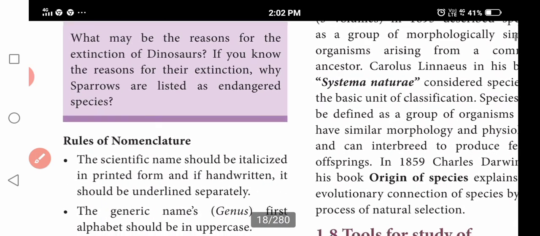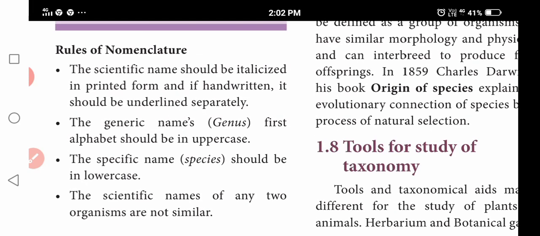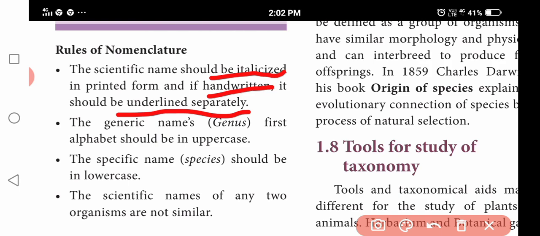Next one is the rules of nomenclature. Already I told you the rules of nomenclature. First, the scientific name should all be in italicized format when printed. So you select the italicized font style. When it is handwritten, it should be underlined separately. Underline the genus name separately and also the species name separately.